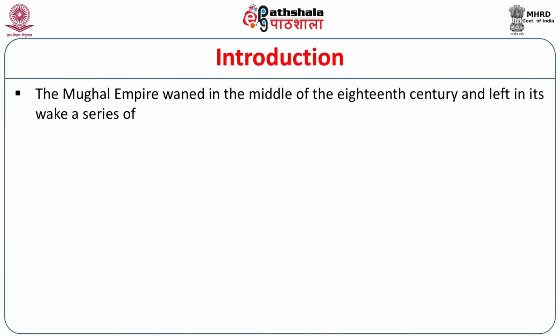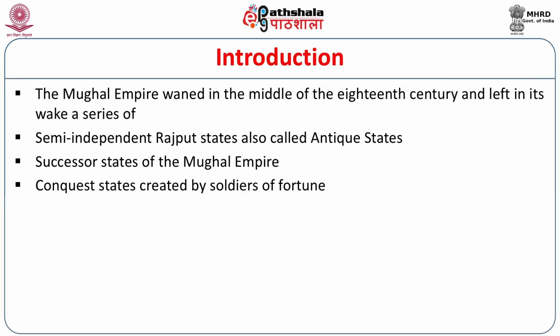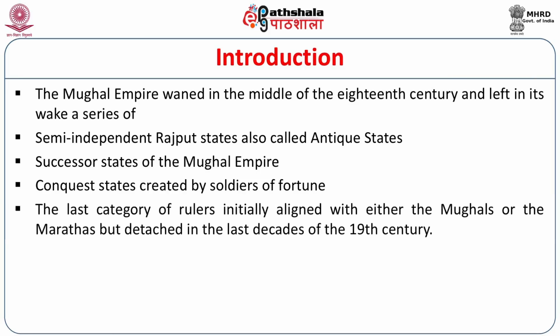The Mughal Empire waned in the middle of the 18th century, and this led to a series of new states being formed. Some of these were semi-independent Rajput states, also termed antique states in modern history today, and successor states which emerged out of the former provinces of the Mughal Empire under various officers of the Mughal Empire itself. Then there were many conquest states which emerged under soldiers of fortune. Many of these powers initially aligned themselves with the Mughals and later with the Marathas, but detached themselves in the last decades of the 19th century.